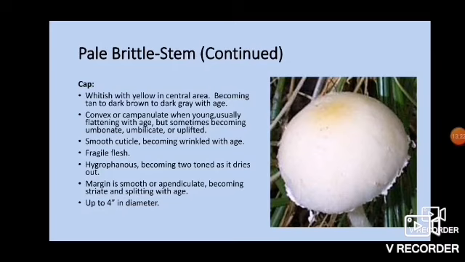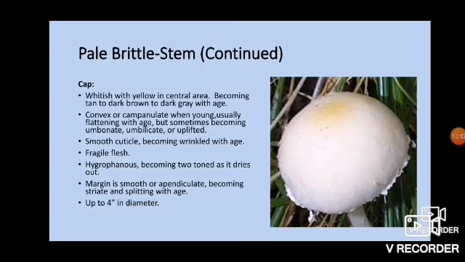So when I say those three, uplifted is where the margins kind of go upwards and it forms a cup, whereas umbilicate is where it forms that cup, but it still has that umbo, that bump in the middle. And then umbonate is where it's just flat and has that umbo. It has a smooth surface, like a smooth cuticle when you run your finger across it, but it becomes kind of wrinkled with age. The flesh is fairly fragile.